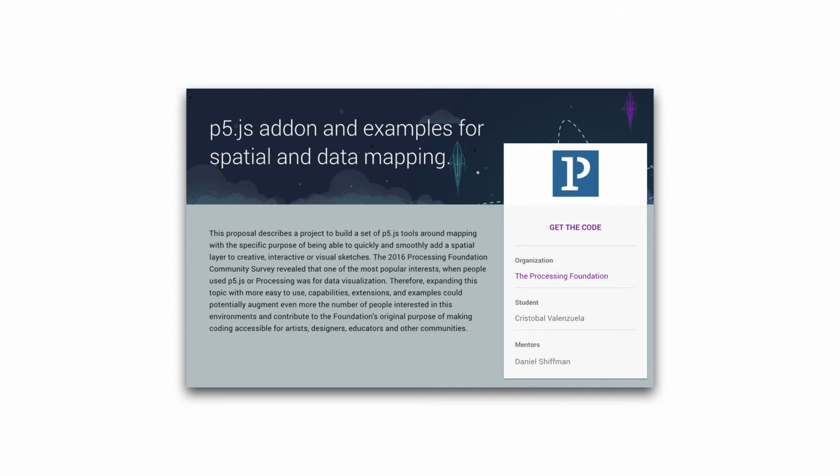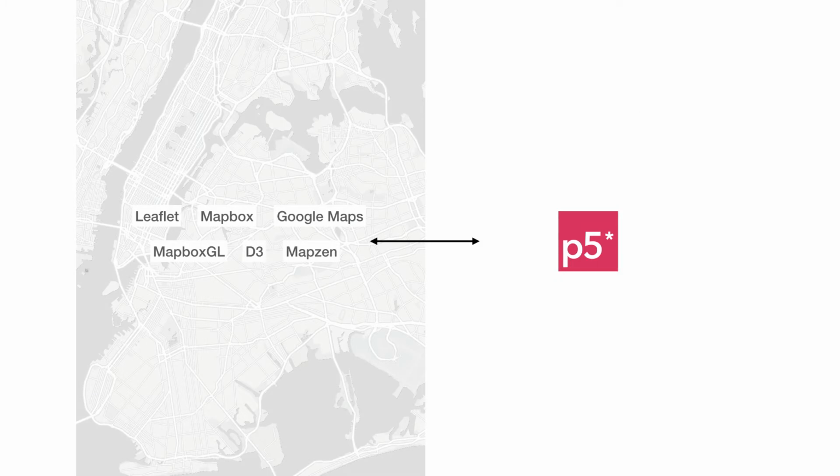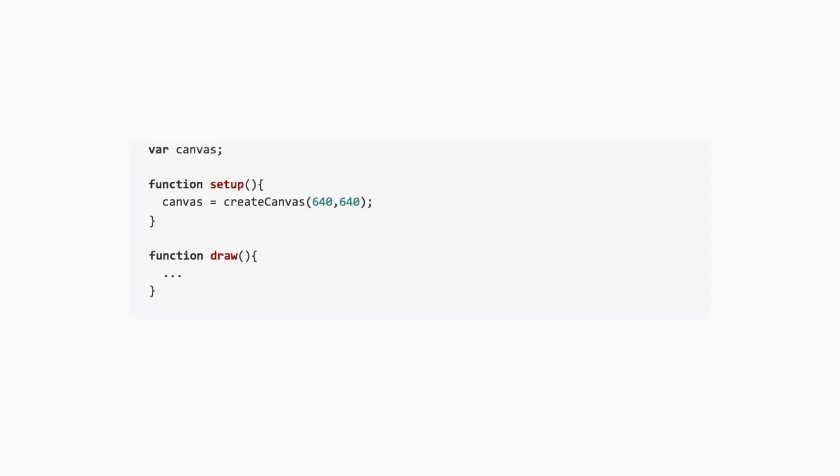So without actually knowing what to do, I applied to Google Summer of Code, which is a project that allows you to work on open source software during the summer. And I was mentored by Daniel Shiffman, which was really great. So my idea was basically to create a wrapper around P5, which I was using all the time, and mapping libraries already out there. And the idea was to keep it as simple as possible.